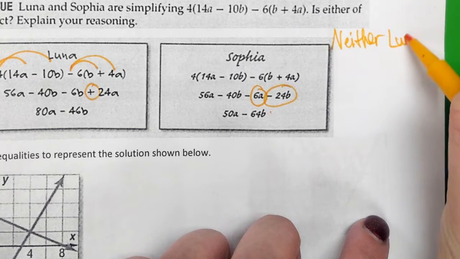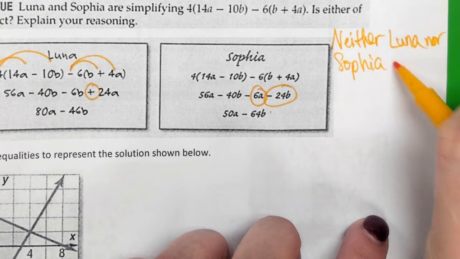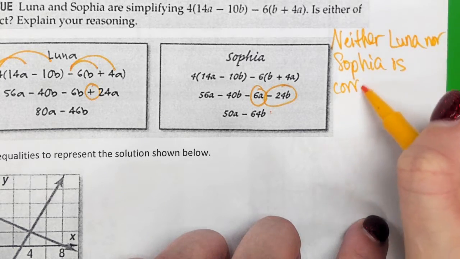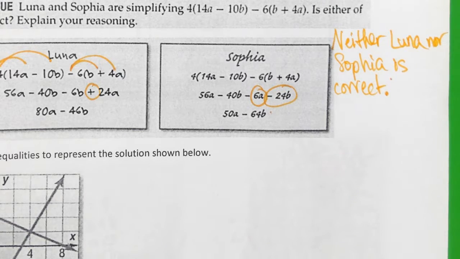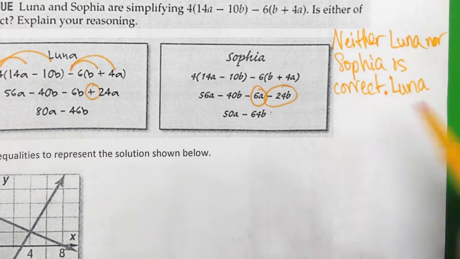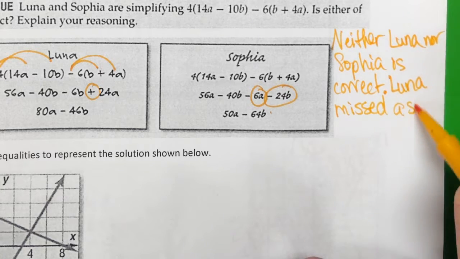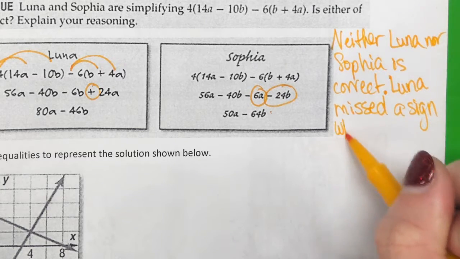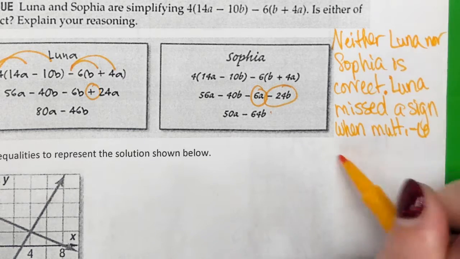Neither Luna nor Sophia is correct. And we got to explain, because it said explain your reasoning. So what did Luna do wrong? Wrong sign. There you go. Luna missed a sign when multiplying negative 6 and 4.